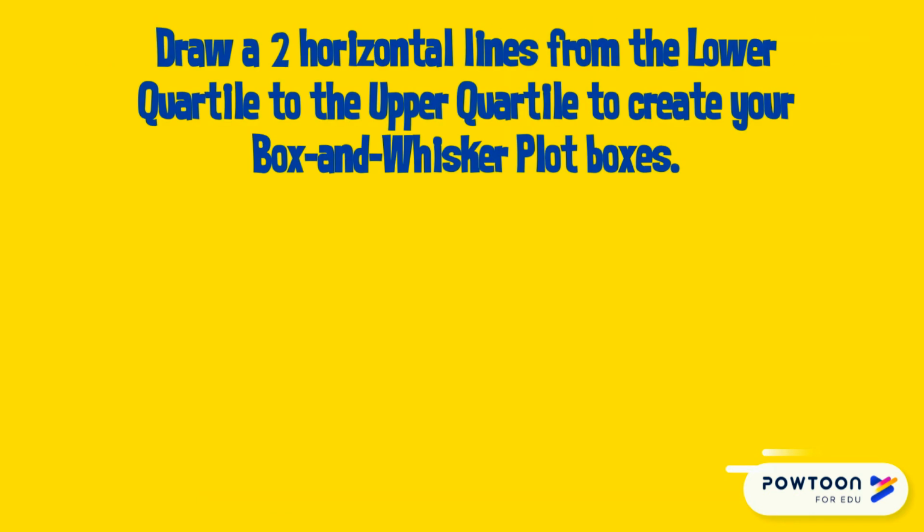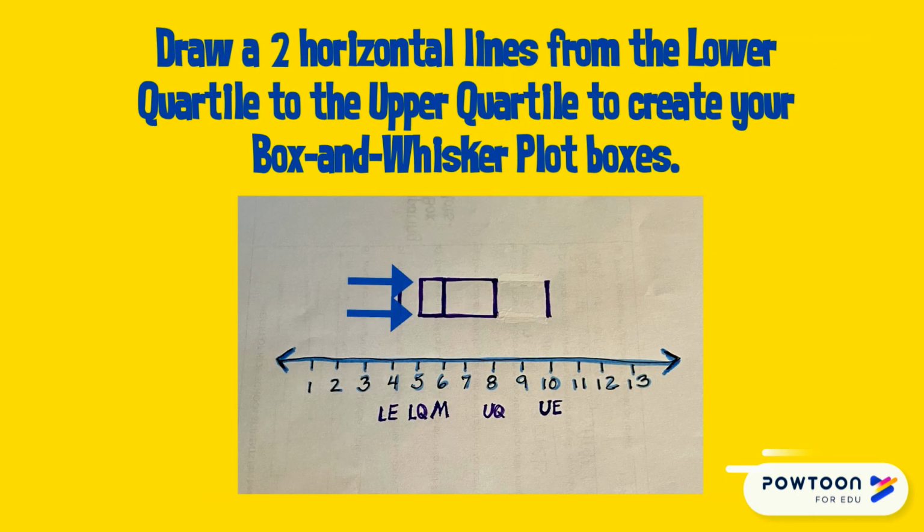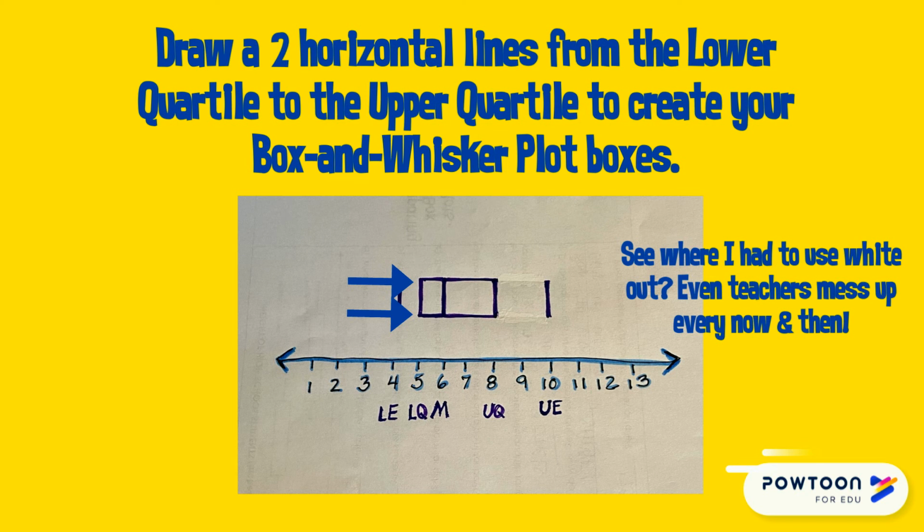Draw 2 horizontal lines from the lower quartile to the upper quartile to create your box and whisker plot boxes. Hey, see where I had to use whiteout? Even teachers mess up every now and then.